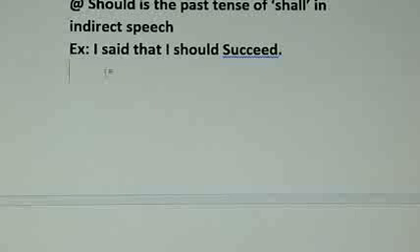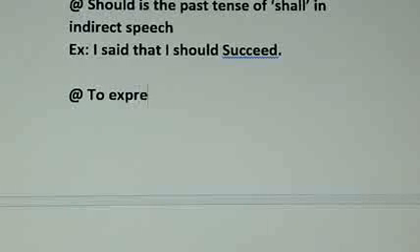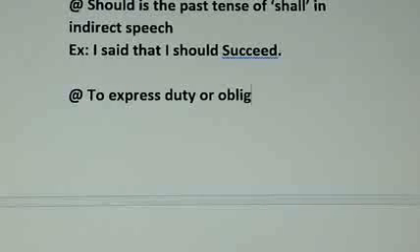Another group of should, where it is important, is to express duty or obligation. I have already told you. To express duty or obligation. Let's see the example.